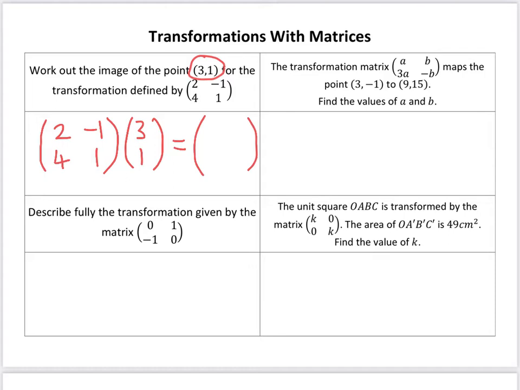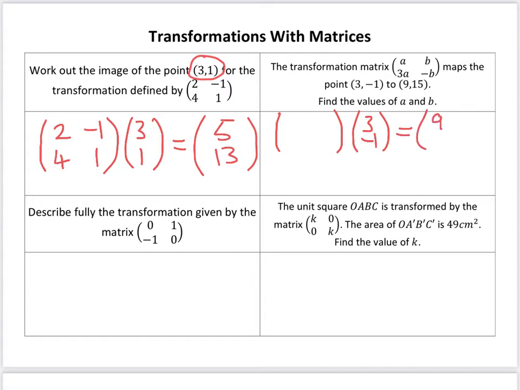Now then, I just do exactly what I've done before. So 2 times 3 is 6, minus 1, which is 5. 4 times 3 is 12, plus 1 is 13. There you go. Now the next one is a little bit trickier because we've got to work out what A and B are. So we're going to do 3 and negative 1, and we know that equals 9, 15.